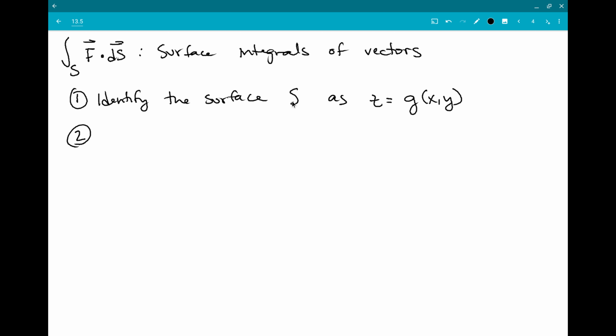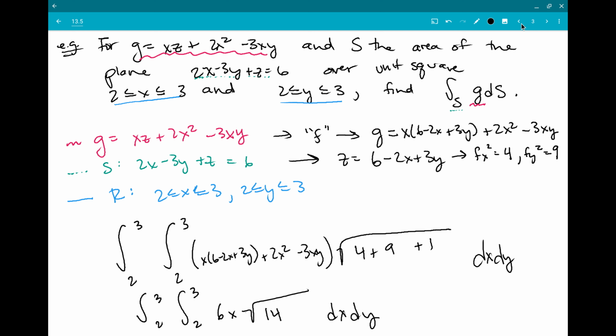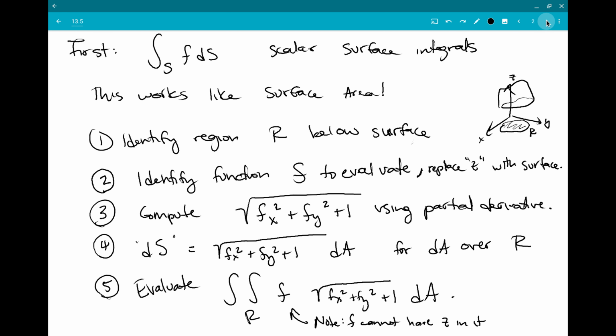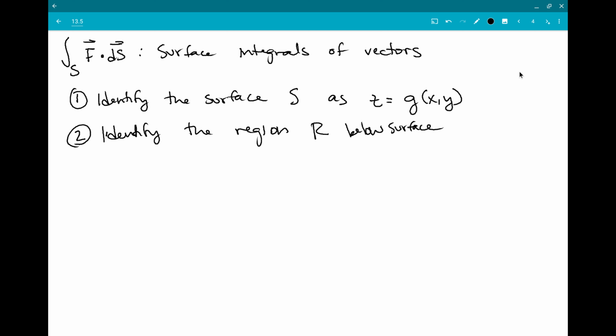Okay, and then you're going to have to identify the region R below the surface. So that's a 2D region that describes the shadow of your surface, exactly the same way as we did for surface area problems. Like the shadow of your surface, just like we did when we have intersecting surfaces for 3D integrals. So this is a thing we've done a lot before, and I know it's still tricky, but at least you know what it is.